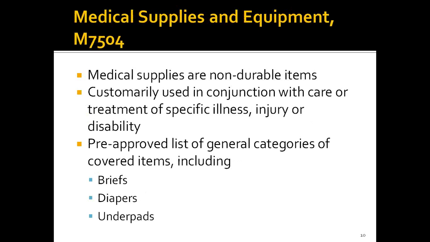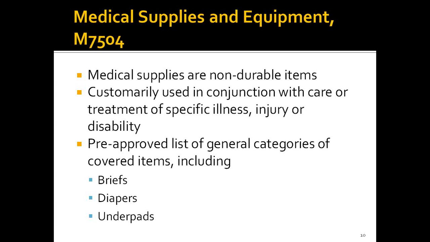So let's hit the first slide. I'm not going to go into all of these, but I think the similarity among all of these various categories is that in Vermont Medicaid regulations, which is what these Medicaid covered service rules are, there is a definition of the category of covered service. So in this instance, medical supplies and equipment. It defines what they are: non-durable items, customarily used in conjunction with care or treatment of a specific illness, injury, or disability.